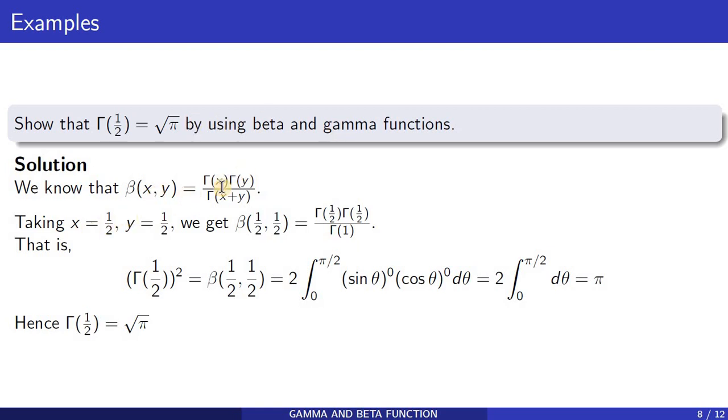This is because you take x equal to half and y equal to half in beta of x comma y. So what you get is beta of half comma half is equal to gamma half into gamma half divided by gamma of 1. The numerator is gamma half squared, and gamma 1 is 1. So 1 into beta of 1 by 2 comma 1 by 2 is equal to 2 times integral 0 to pi by 2 of sine theta raised to 0 cos theta raised to 0, so that is 1 d theta. If you integrate it, you can say that gamma half squared is pi, and therefore gamma half is equal to root pi.